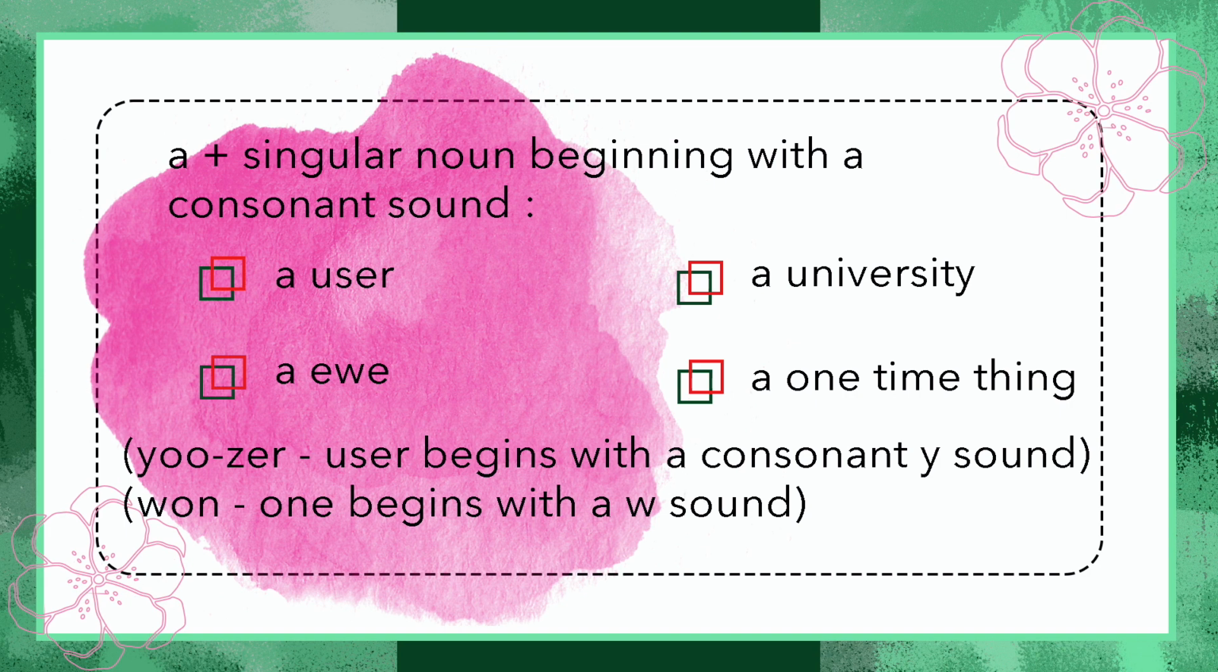Now let's look at the word user. User actually has a Y sound in the beginning. User begins with the consonant sound Y. Let's take a look at the word one. One has a W sound in the beginning. One begins with the W sound.